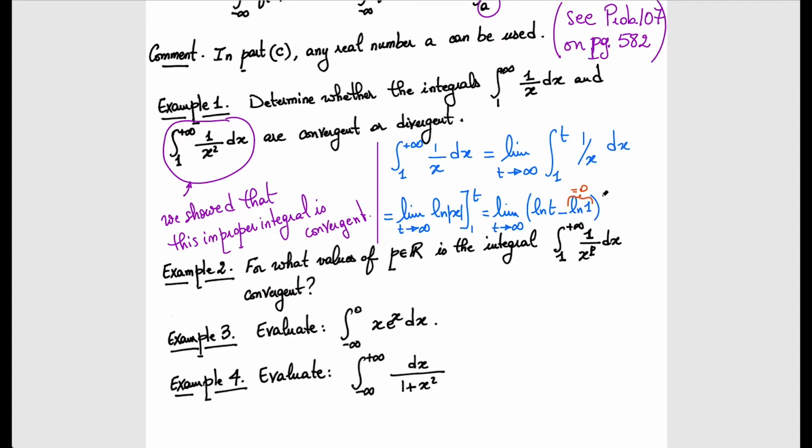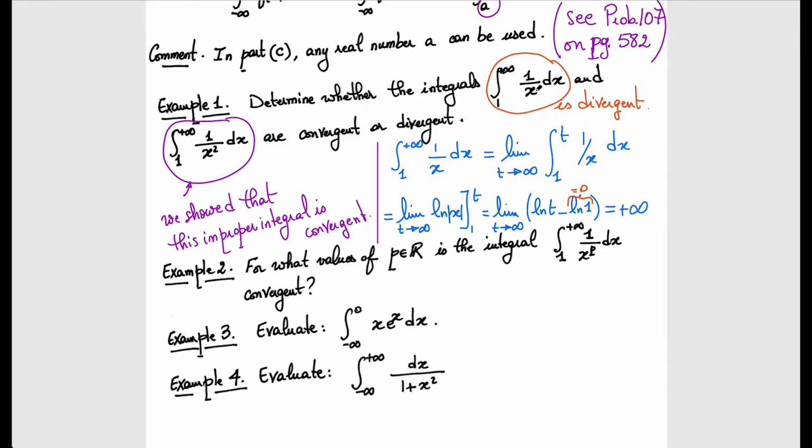And how about ln of t as t goes to infinity? Remember ln of t? This is the graph of ln of t. As t goes to infinity, the function is blowing up, right? So this is going to be plus infinity then. The limit of that guy is plus infinity, which means that this integral here is divergent. Correct? So this integral is divergent by this discussion.